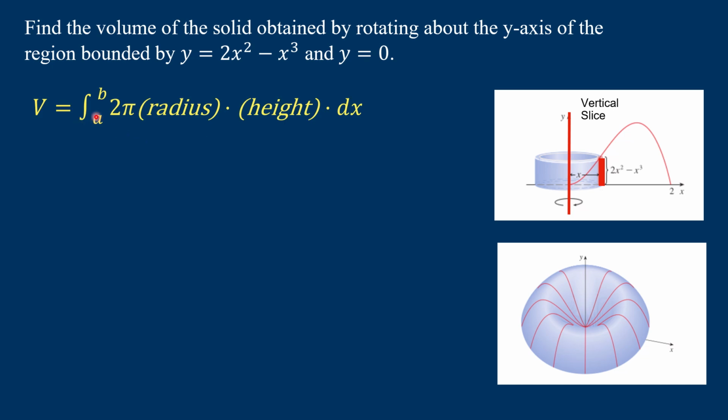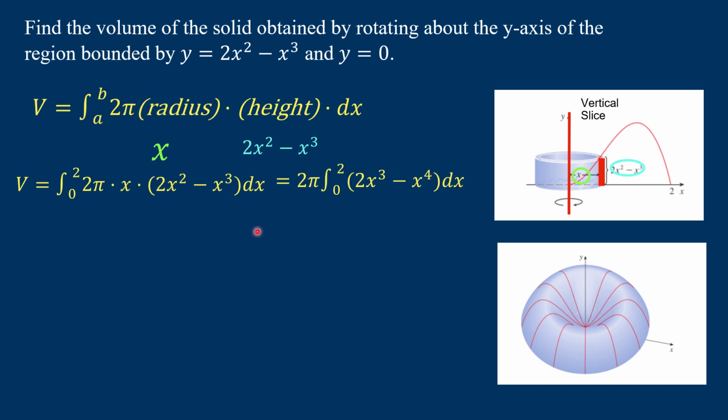That's the shell method: integral from a to b, 2 pi, radius times height. The radius is the distance between the axis of rotation and the vertical slice. We need to find the height. The radius is x, the distance between the two. The height is 2x squared minus x cubed. That's the height of this shell. Then we integrate. So the volume is the integral from 0 to 2 of 2 pi x, that's the radius, times the height 2x squared minus x cubed, dx.